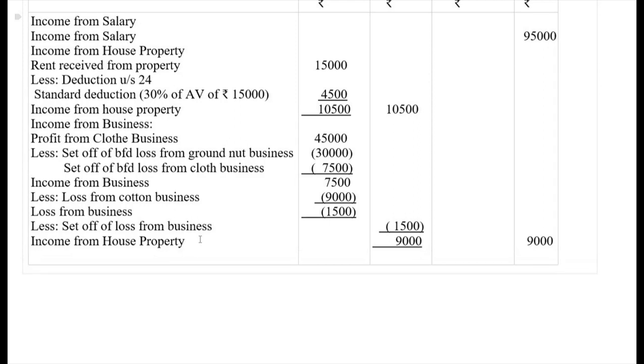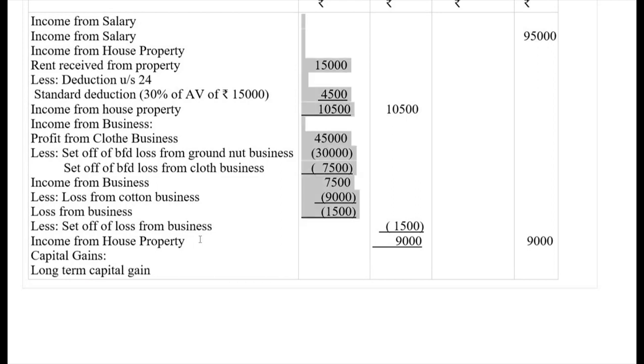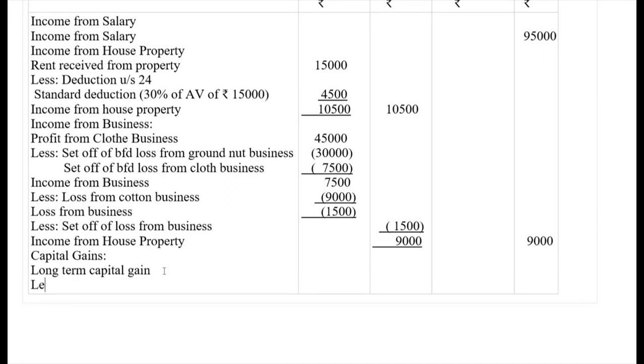Then capital gains. So we have given long-term capital gain for the present previous year, and we have got a brought forward long-term capital loss that can be adjusted. So less set off of brought forward long-term capital loss.